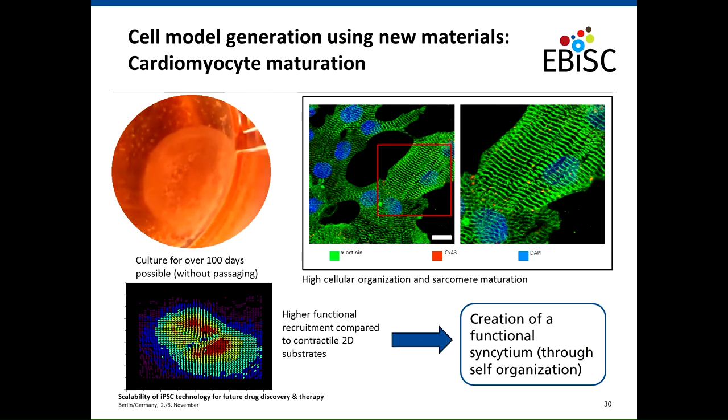And this is now in culture without any passaging for over 100 days. I think now it's 120 days. And you still have this very nice beating, and they're beating very much in parallel. We have a better cellular organization and sarcomere maturation using this alginate scaffold, and also a higher functional recruitment. So with this outlook, I would like to thank you and open for questions.